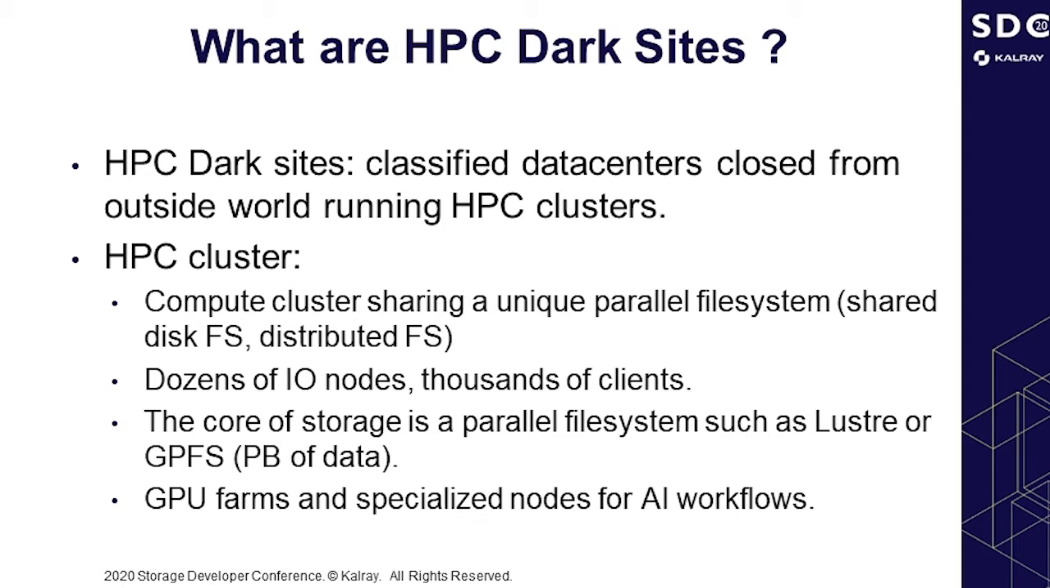An HPC cluster is basically a compute cluster sharing a unique file system between all its nodes. You will find thousands of compute nodes or client nodes connected to a parallel file system through I/O nodes. These I/O nodes generally are separated in two types of nodes, metadata server and data server, and they serve file systems such as Lustre, GPFS or BeeGFS. The sizing is multiple petabytes of data for the largest sites in the world. For a few years, we also sometimes find GPU farms and specialized nodes for AI workloads.